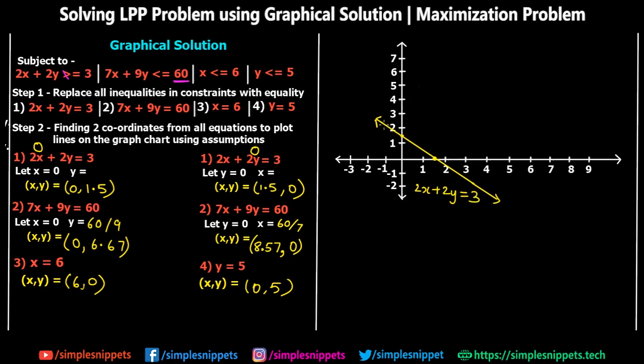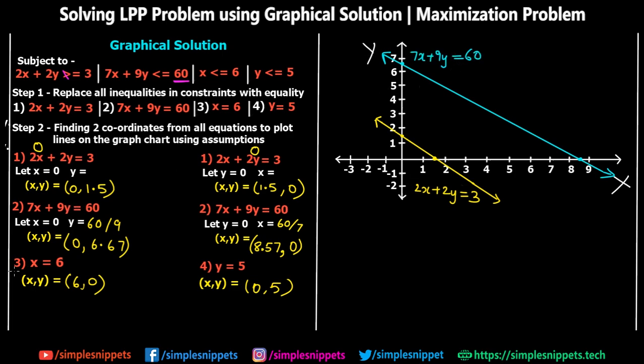Let's plot the second line. The second line is 7x plus 9y equals 60. The first coordinate is 0, 6.67, so 0 on the x-axis, 6.67 is somewhere over here. The next coordinate is 8.57 and 0, so 8.57 on the x-axis would be somewhere over here, and 0 means we don't go up. Also, this is the x-axis and this is the y-axis, I forgot to mention that. Plotting this line, it would be something like this. So this is 7x plus 9y equals 60.